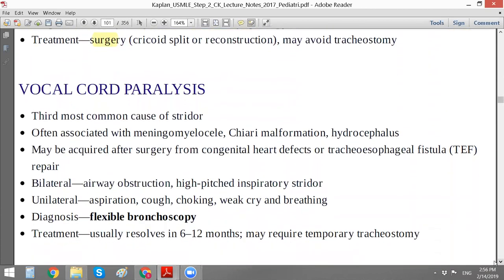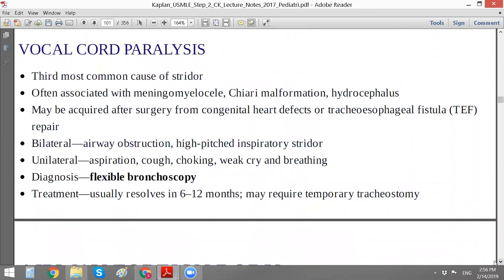Then going next, vocal cord paralysis is the third most common. Okay, now this one is often associated with congenital malformations like Chiari malformation, like meningomyelocele, Arnold-Chiari, I think. Maybe acquired after surgery from congenital heart defect or tracheoesophageal fistula repair. So it can be acquired after surgery, TEF or congenital heart defect.